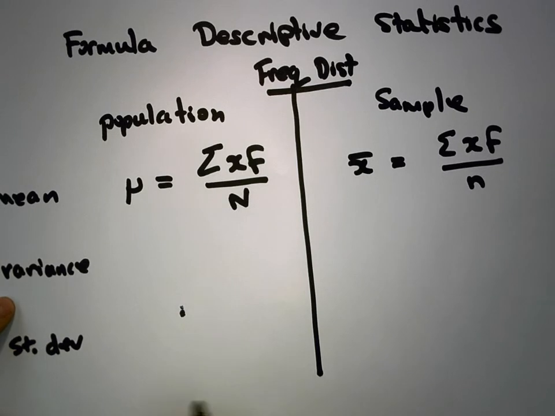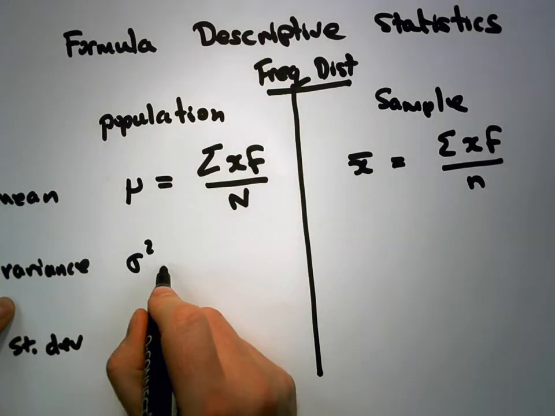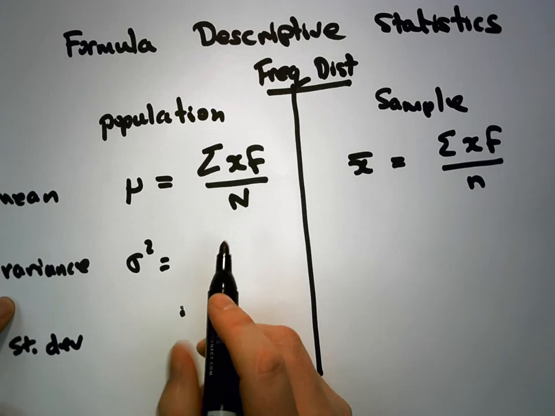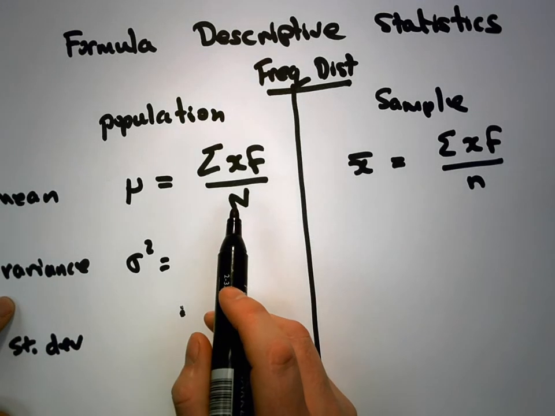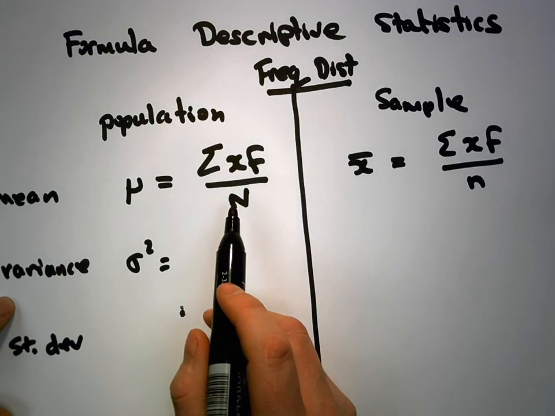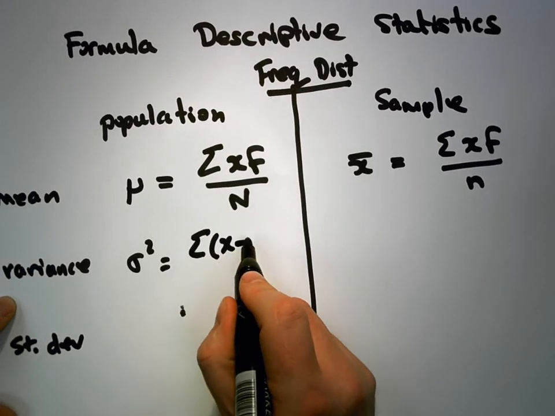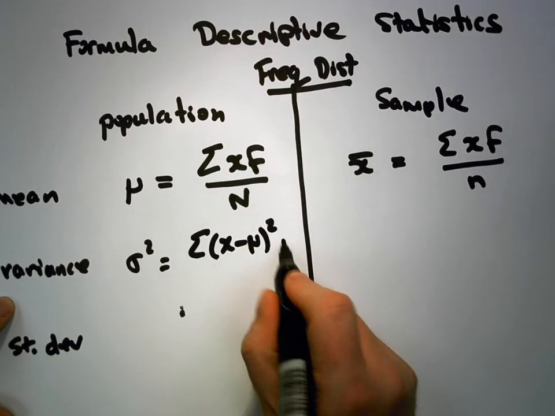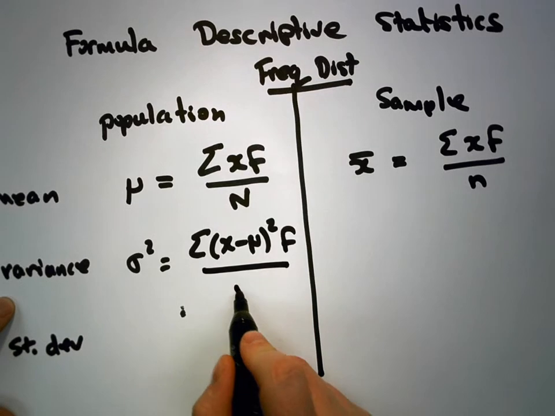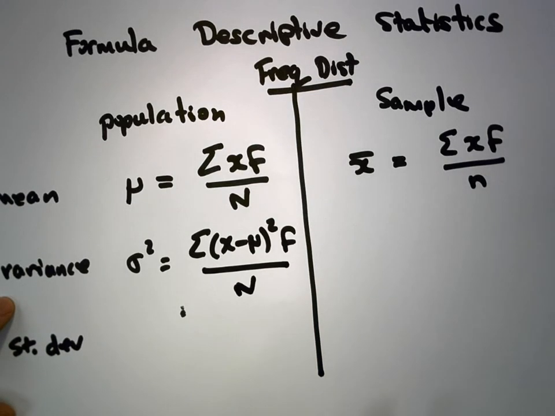In the variance case, sigma squared is equal to the sum of the difference between each x value and the mean, squared, times the frequency, divided by how many values there are in the data set.